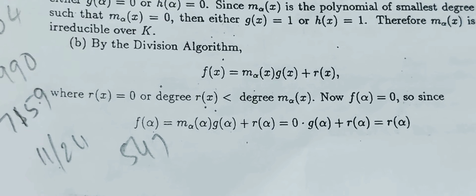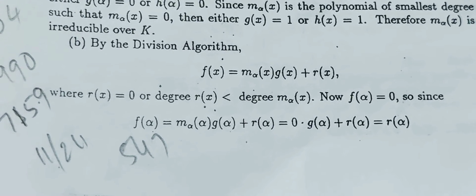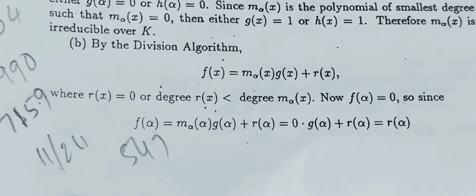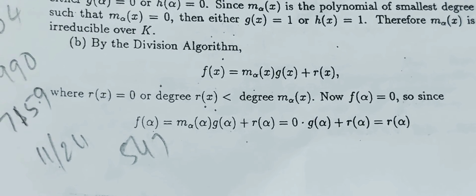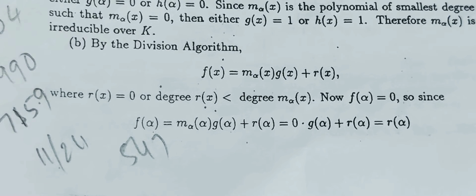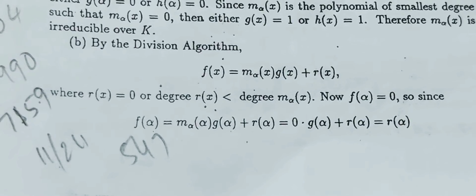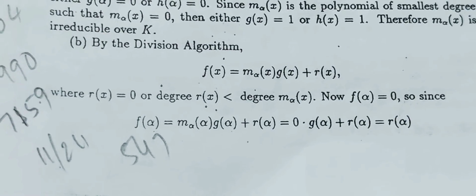So what are the choices of r of x? Either r of x equals 0 or the degree of r of x is less than the degree of m alpha of x. Also, f of alpha equal to 0 implies m alpha of alpha into g of alpha plus r of alpha. m alpha of alpha is 0, so 0 into g of alpha is equal to r of alpha. So f of alpha is equal to r of alpha, which means what?